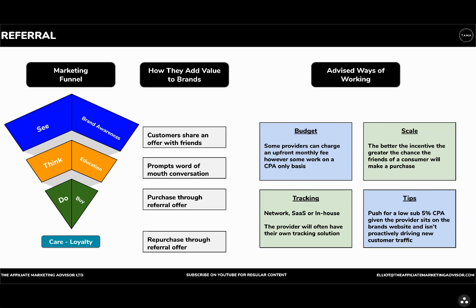So in terms of ways of working, some providers can charge an upfront monthly fee. However, there are some providers that work purely on a cost per acquisition basis. In terms of scale, the better the incentive, the better the reason to share. Tracking, the provider often has their own platform, but they can often work through affiliate networks. And just tips, you can offer quite a low CPA because it does sit on your website. It's not necessarily driving you traffic.